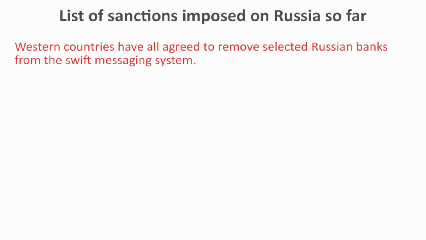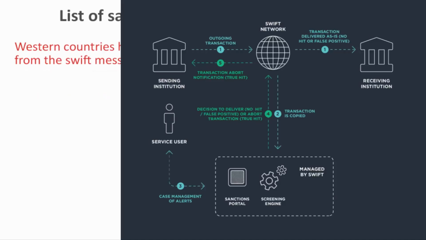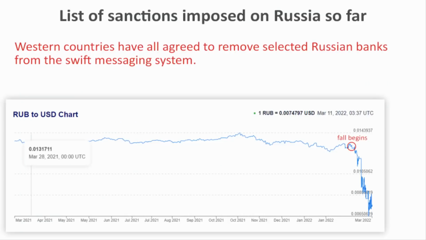So the Western countries have all agreed to remove selected Russian banks from the SWIFT messaging system. The full form of SWIFT is Society for Worldwide Interbank Financial Telecommunications. This system creates a network of banks and other financial institutions across the world to transfer money across borders. The moment Western countries banned Russia from this system, the Russian currency, that is ruble, collapsed to an all-time low against the US dollar.